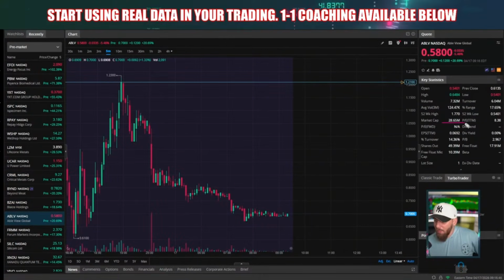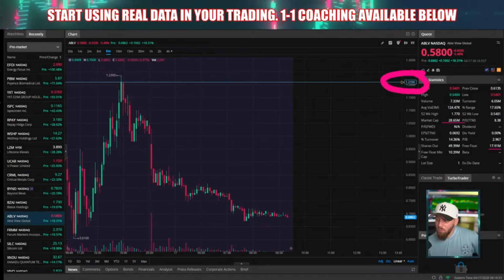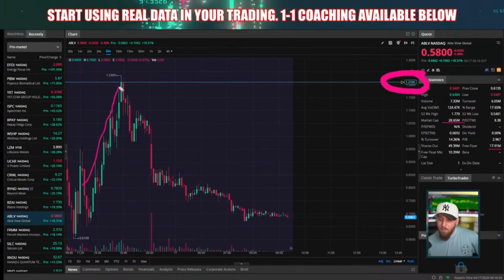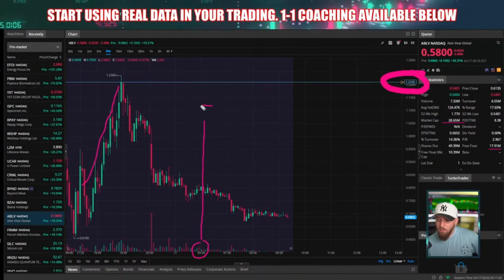ABLV, market cap 28 million, free float 17 million. So decent in both of those. Both are below 50 million. So I have an alert set all the way up here, this 121 level, because we made this big move up. All this was before 6 a.m. So if you would have sat down to the computer at 6 a.m., which is right here, this is all the price action that you would have seen.